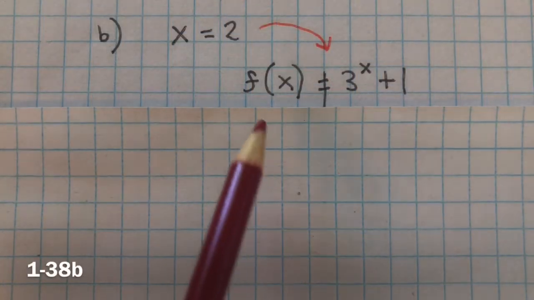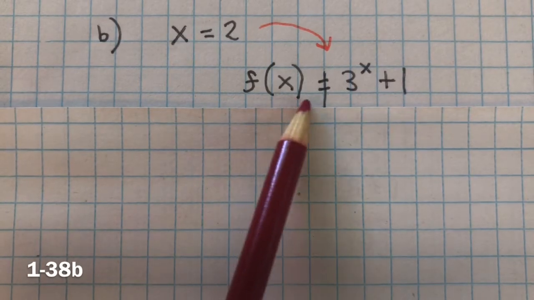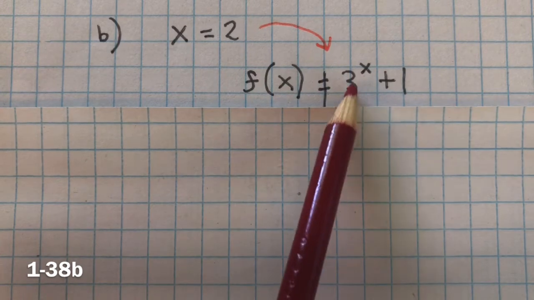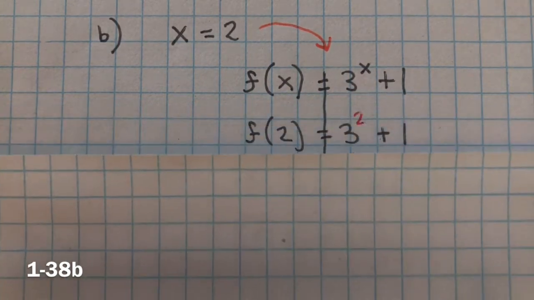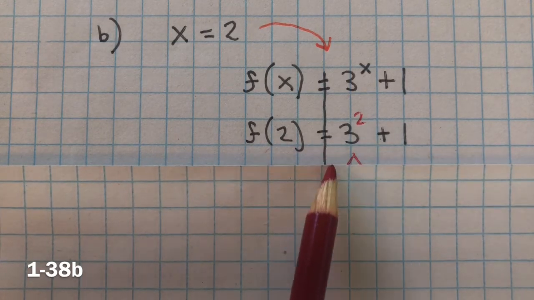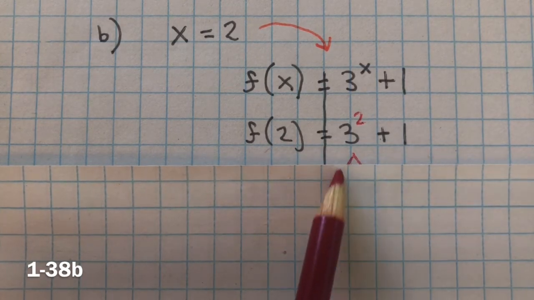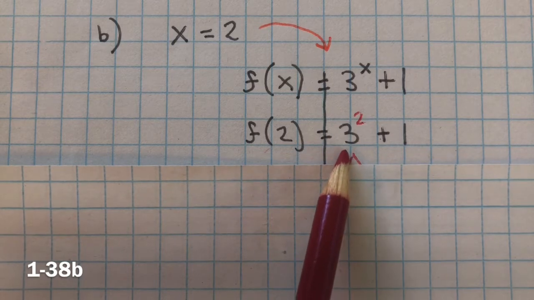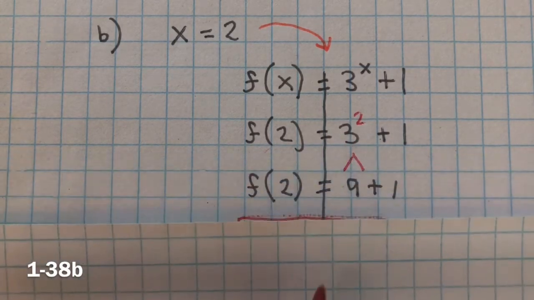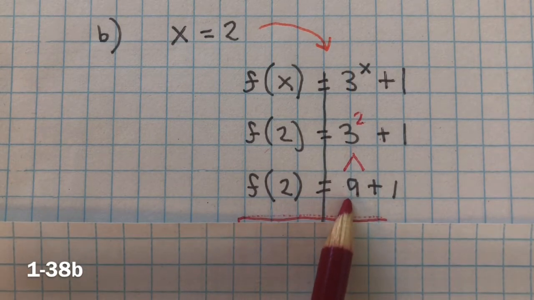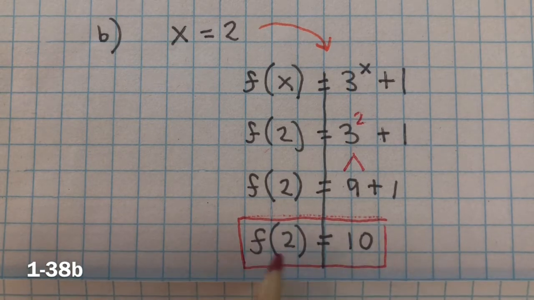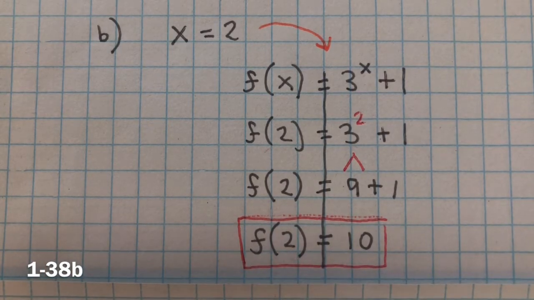B, x equals 2. So f of x equals 3 to the x power plus 1. Well, x equals 2, so it's 3 squared plus 1. So f of 2 equals 3 squared plus 1. 3 squared means 3 multiplied by 3, not 3 times 2. 3 multiplied by 3 equals 9. 9 plus 1 is 10. So f of 2 equals 10.